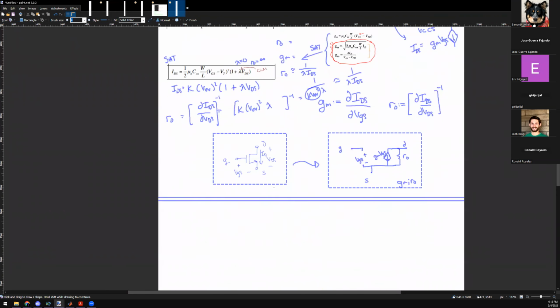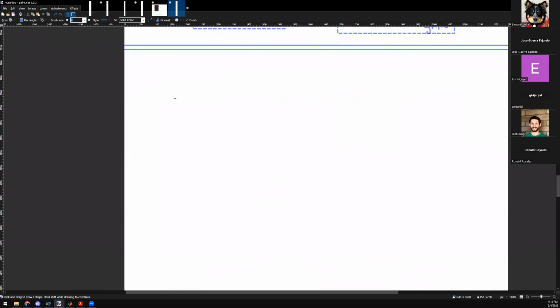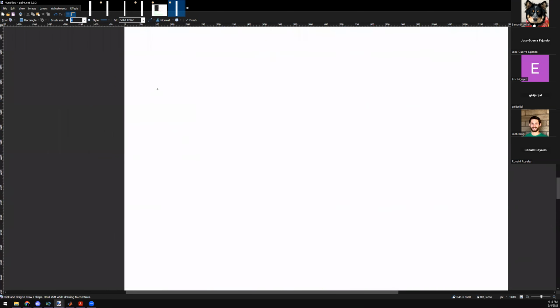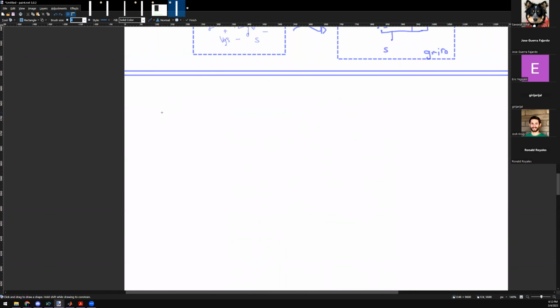So what's happening here is you have a MOSFET, right? Here's the storyline so far. We have a MOSFET, and then we realize we have what you call the large signal equations, and it has three modes of operation: cutoff, triode, and saturation. Yes?